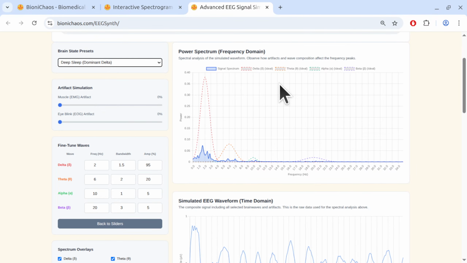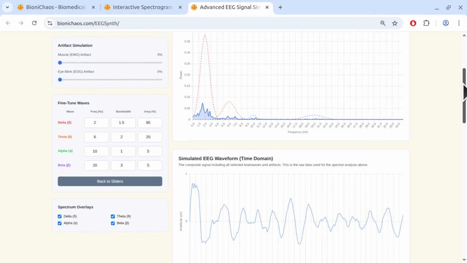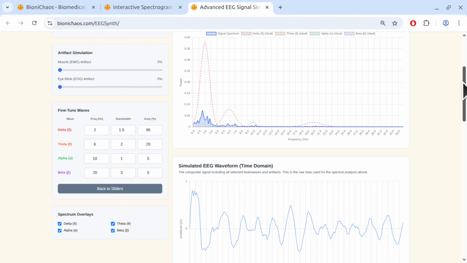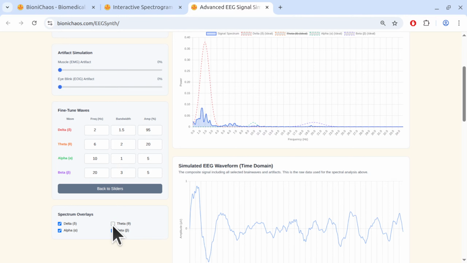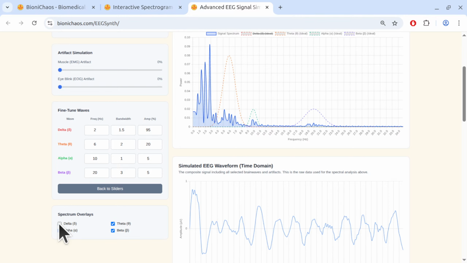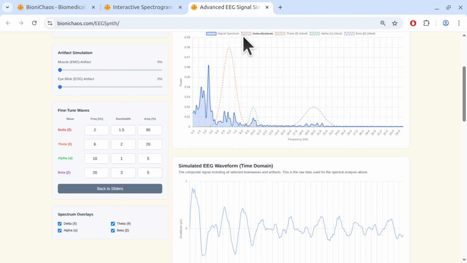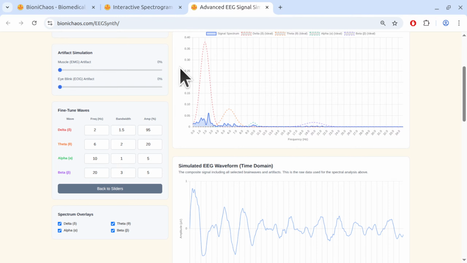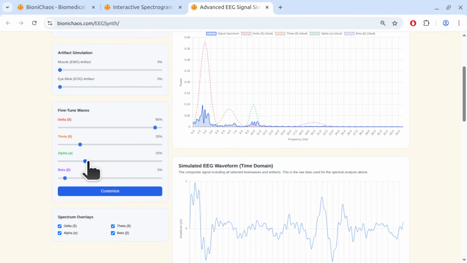Now here's something I noticed looking at that power spectrum. You see the main blue line, the signal spectrum, but then there are these dotted lines too, the ideal overlays. And they don't quite match up, do they? Even if you try to isolate just one wave type, what's going on there? Yeah, that's a great observation. It actually points to something really fundamental about how signals combine. It's a fantastic way to visualize it. So think of the blue signal spectrum as the final dish, the total mix of all your ingredients, delta, theta, alpha, beta, plus any artifacts you threw in. The whole cocktail.